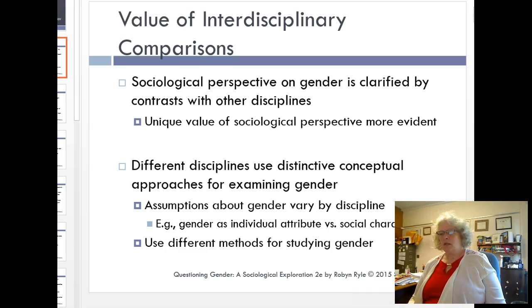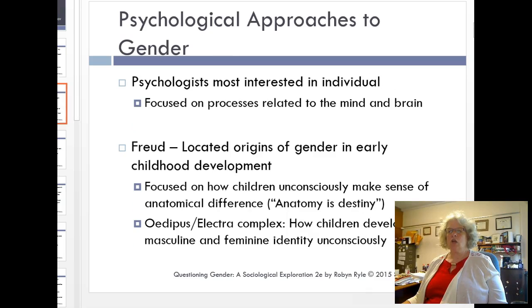So disciplines use different conceptual approaches for examining gender. So we look at the attributes of gender, or we look at those social characteristics, or we look at mental health issues, or we look at how people function as individuals and how they see themselves. So let's look at the psychological approach. Obviously, one of the big areas of gender study. Psychologists are most interested in the individual, and they focus on the process related to the mind and the brain.